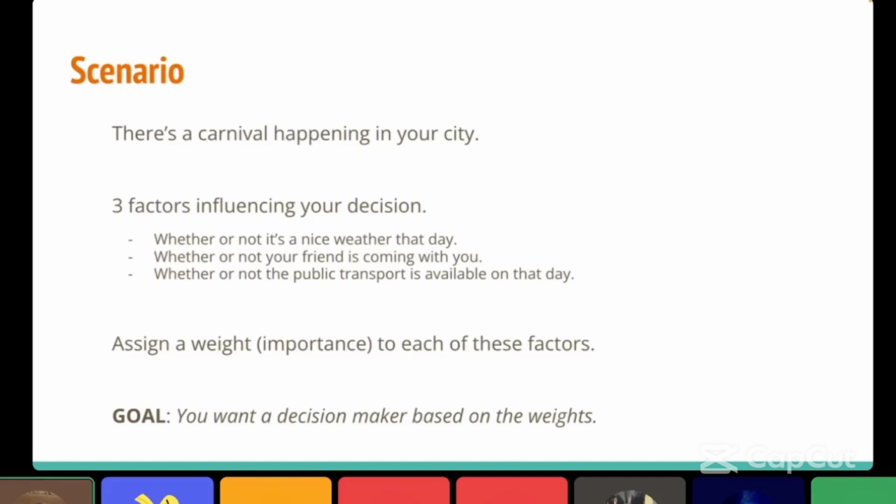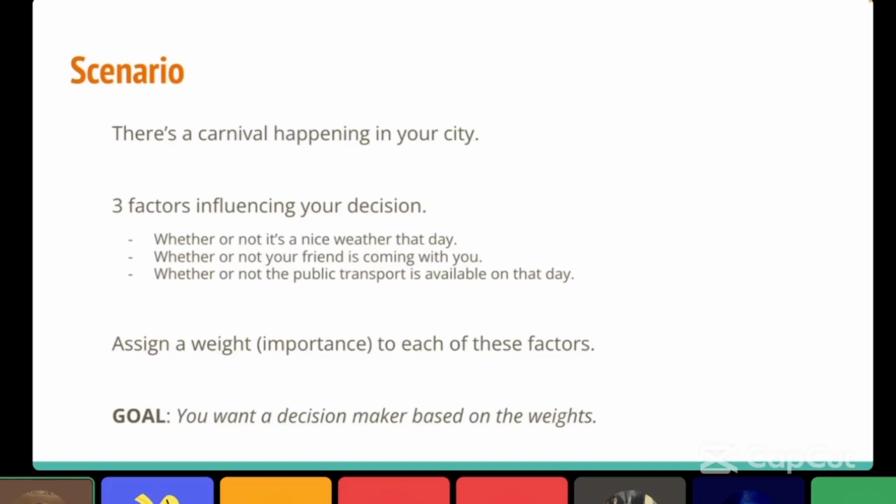So let's start with this scenario. Let's say there's a carnival happening in your city, right? Some fun fair, and you really want to go, but there are three factors that will influence your decision whether or not you should go to the carnival. The first factor is the weather. Obviously we don't want to go if it's raining heavily. Who wants to go to a carnival when it's raining heavily? There's no point. So whether or not it's nice weather that day will be the first factor.